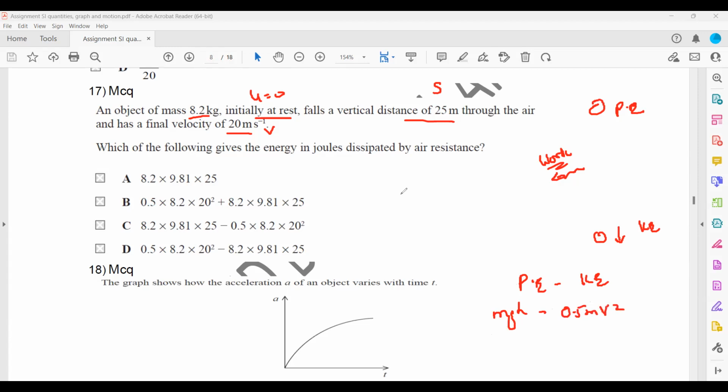So mass is given, 8.2, gravity is 9.81, and the height from which it is dropped is 25, minus half the mass, 8.2, and the speed at which it was moving just before hitting, that is 20. So it will be 20 square. So 8.2 into 9.81 into 25 minus 0.5 into 8.2 into 20 square. So option C will be the valid answer, which gives how much work is done against the air resistance, or energy dissipated or lost in the atmosphere.